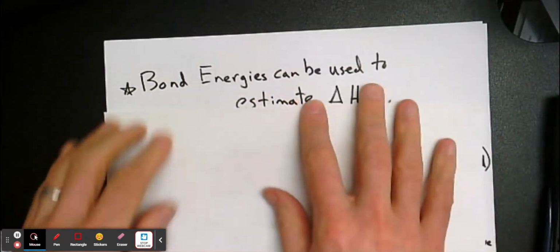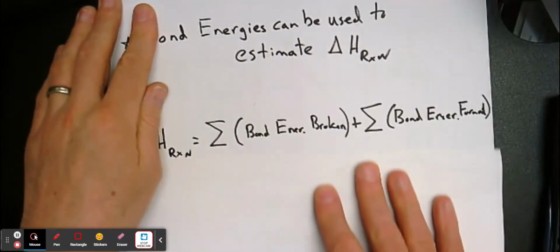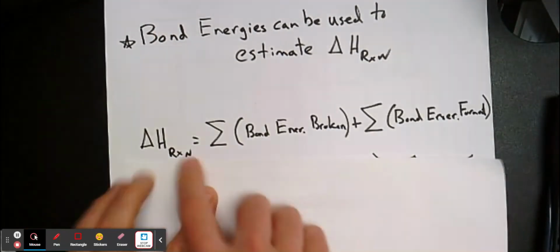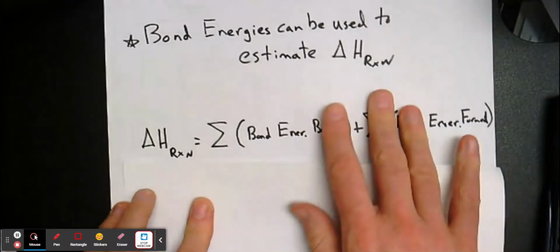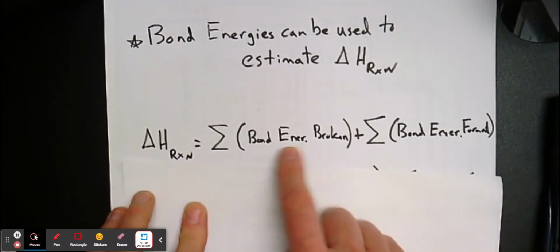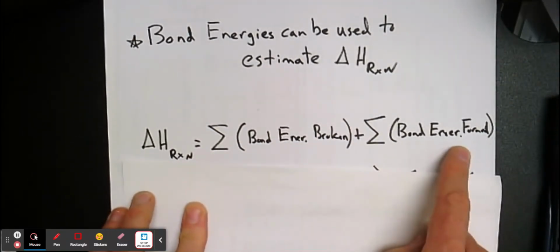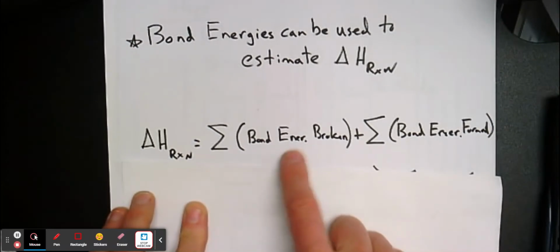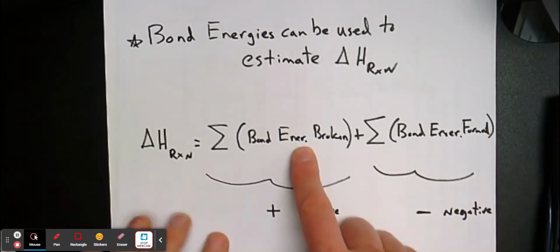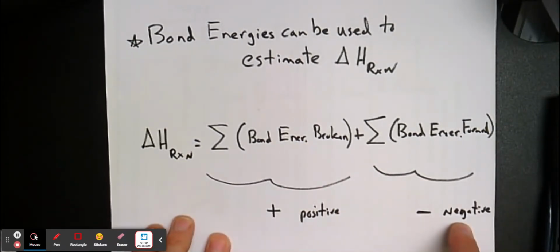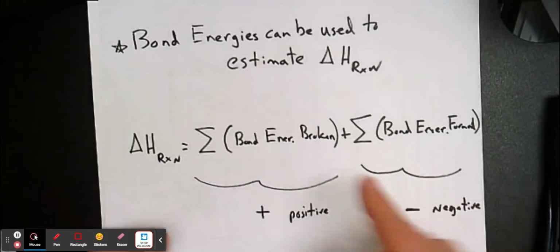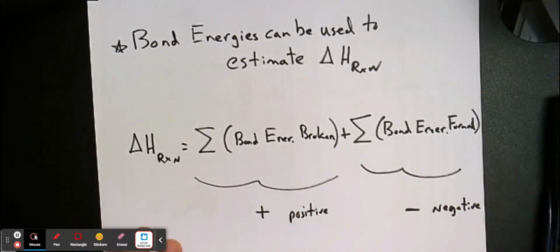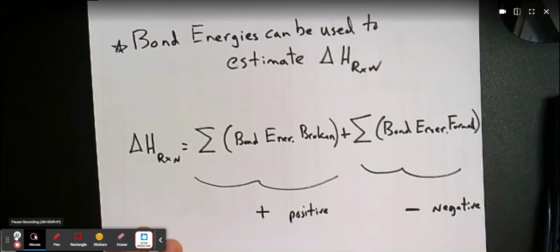So that's what we're doing. Here is our formula. This is enthalpy of reaction. It's the sum of all the bonds that you break plus the sum of all the bonds that are formed. Remember, this would be positive, and this is going to be negative. And then when you combine them all, that'll tell you whether it's exothermic or endothermic.